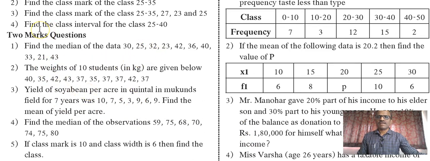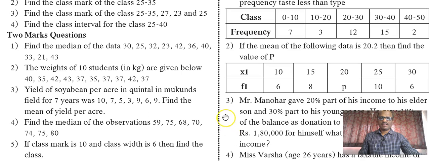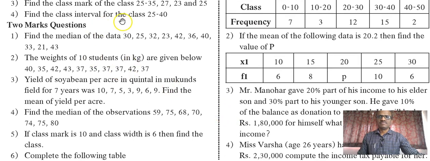Find the class interval for the class 25 to 40. For the class interval, we take h equal to upper limit minus lower limit. Therefore, the length of the class interval is 15. Next question. 2 marks question. Find the median of the data 30, 25, 32, 23, 42, 36, 40, 33, 21, 43.